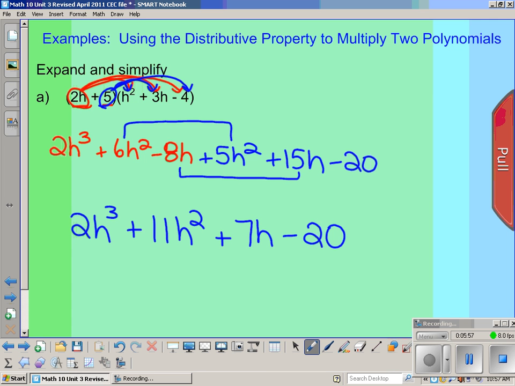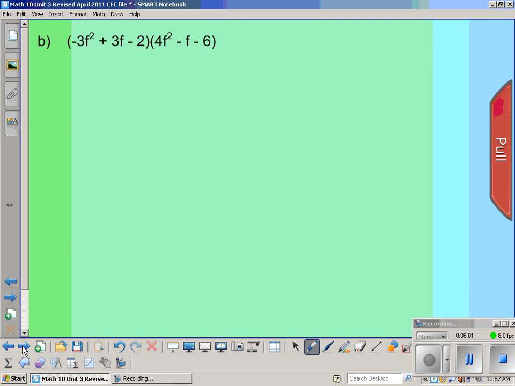And that is expanded and simplified. Let's look at this next one, a trinomial by a trinomial. Think back to the activity we did at the start where you had a trinomial by trinomial. You should have had 9 terms that were multiplied. So our first row here should include 9 multiplication parts.